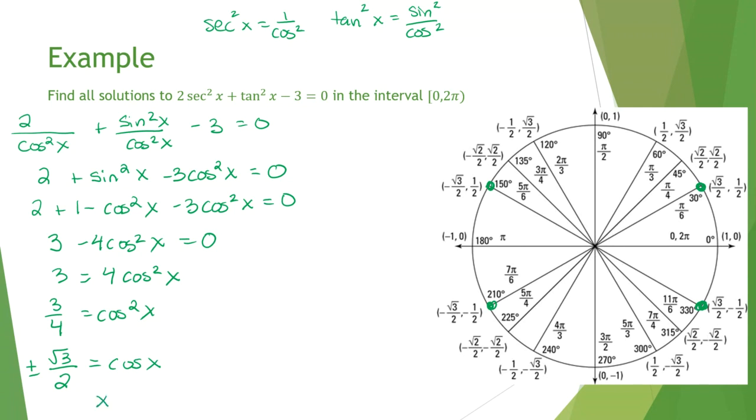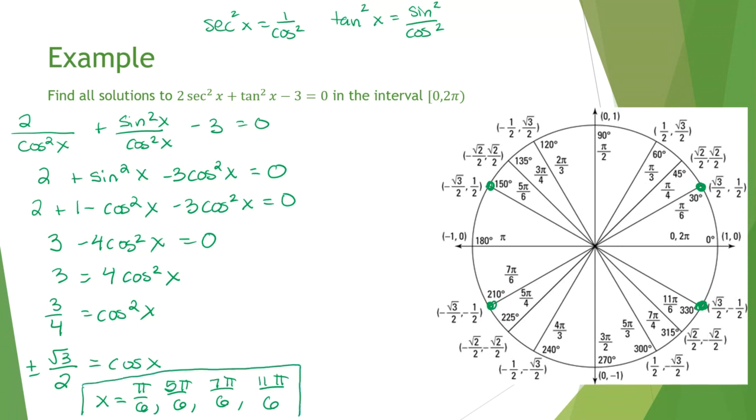So x is equal to pi over 6, 5 pi over 6, 7 pi over 6, and 11 pi over 6. So now we just found we got 4 answers.